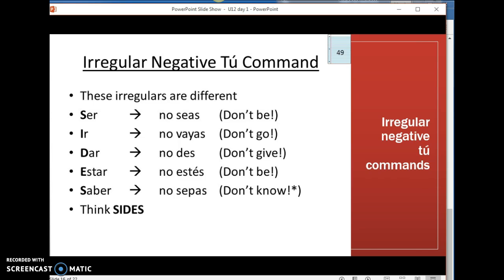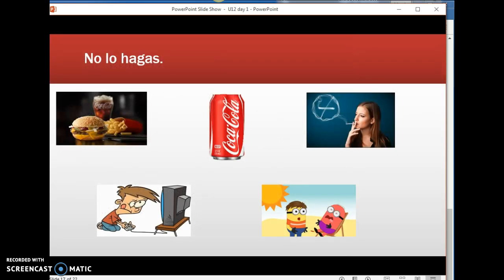So ser is going to become no seas. No seas triste. Don't be sad. Well, estar would be no estés triste. Don't be sad. No seas malo. Don't be bad. No vayas. No vayas a Walmart ahora. Don't go to Walmart right now. No vayas. No des. No estés. And no sepas. Okay. No lo hagas. Don't do it. Just don't do it.